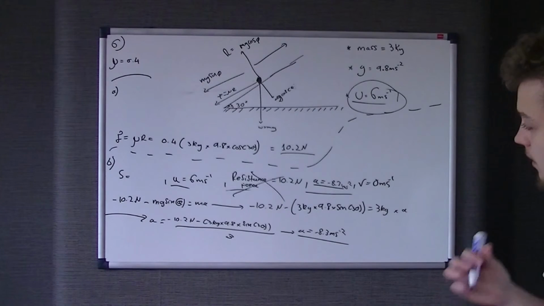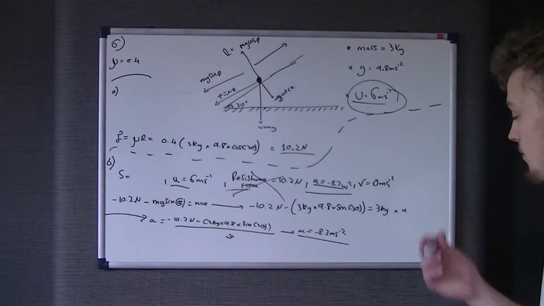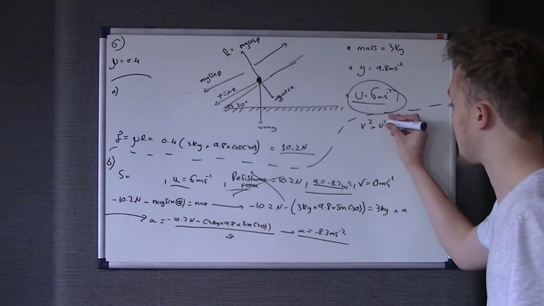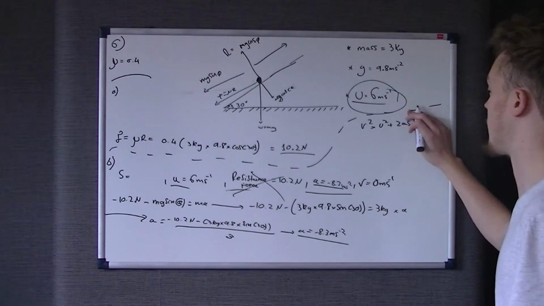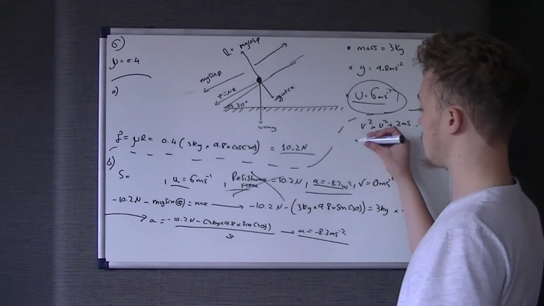So the equation that links v, a, u and s together, or whichever way you want to say it, is v squared equals u squared plus 2as. Now obviously, because a is negative, it's going to be v squared equals u squared take 2as, but we're just going to leave it as that until we put in our numbers, okay, so you don't get confused.